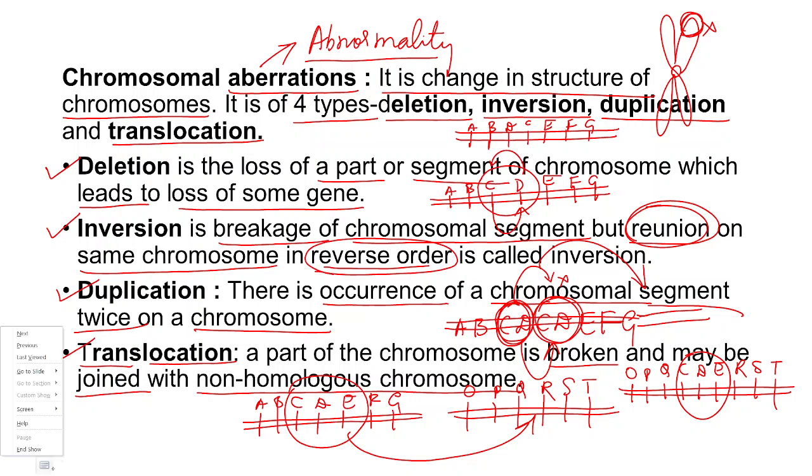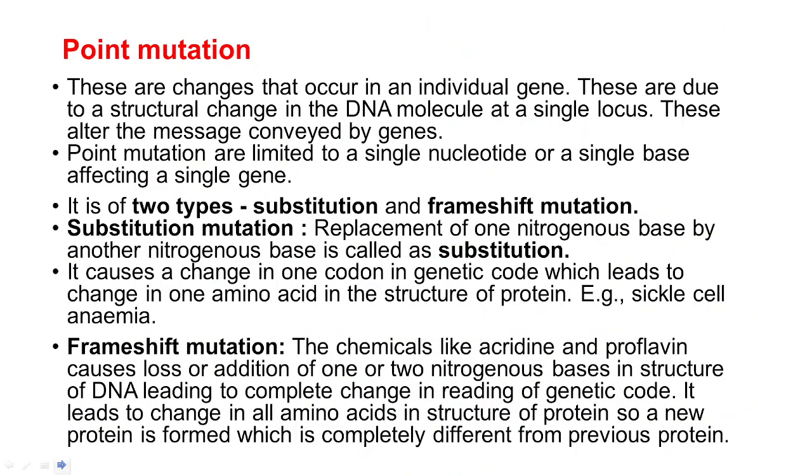So, coming to the next part of the chapter, that is point mutation. What is point mutation? It is a type of mutation that occurs at only one particular point on the DNA.